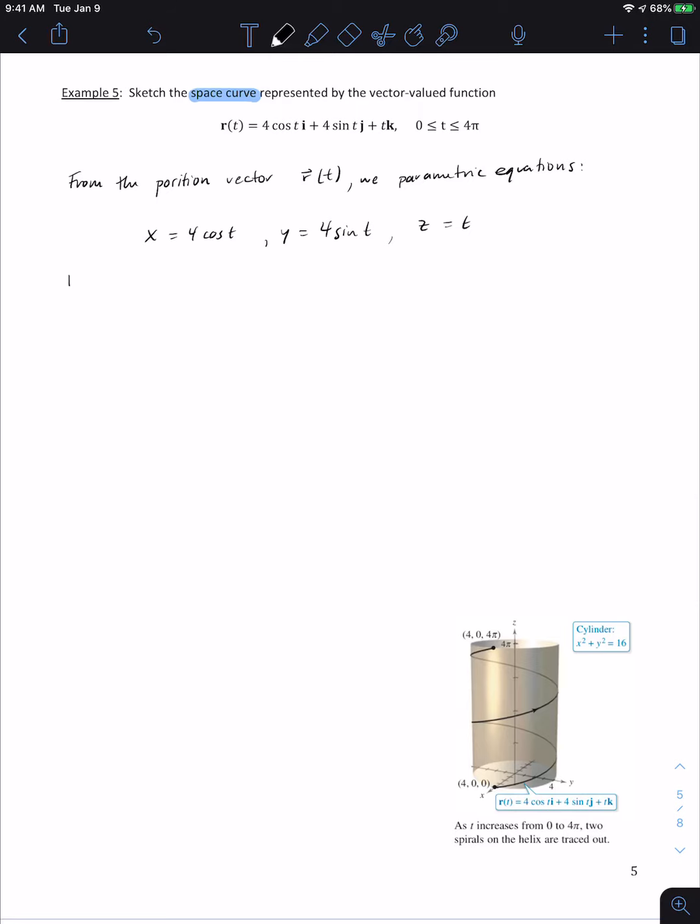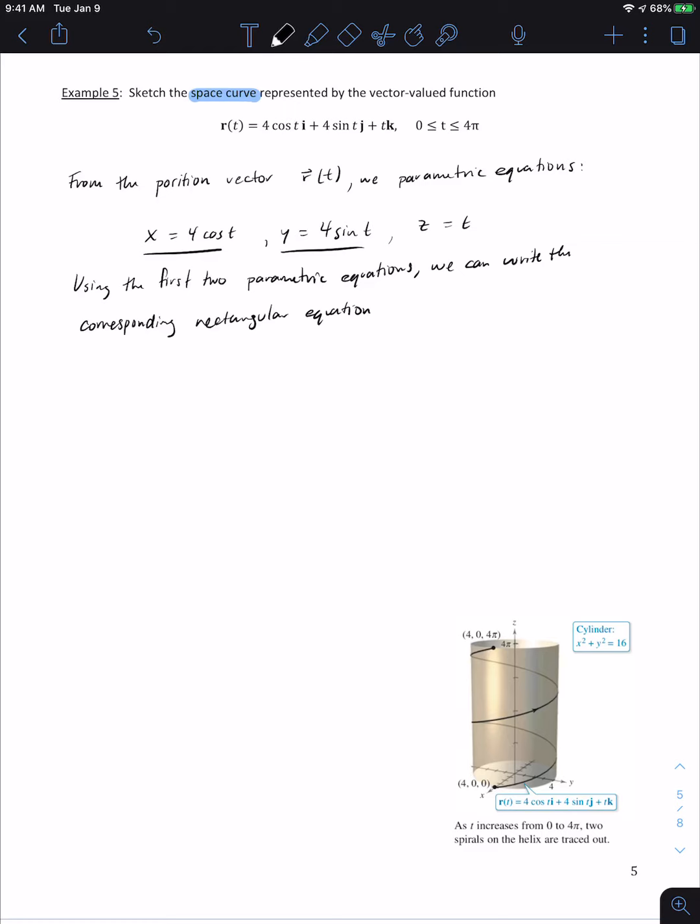And so we can say, using the first two parametric equations, we can write the corresponding rectangular equation. So again, we're using x equals 4 cosine of t and y equals 4 sine of t.